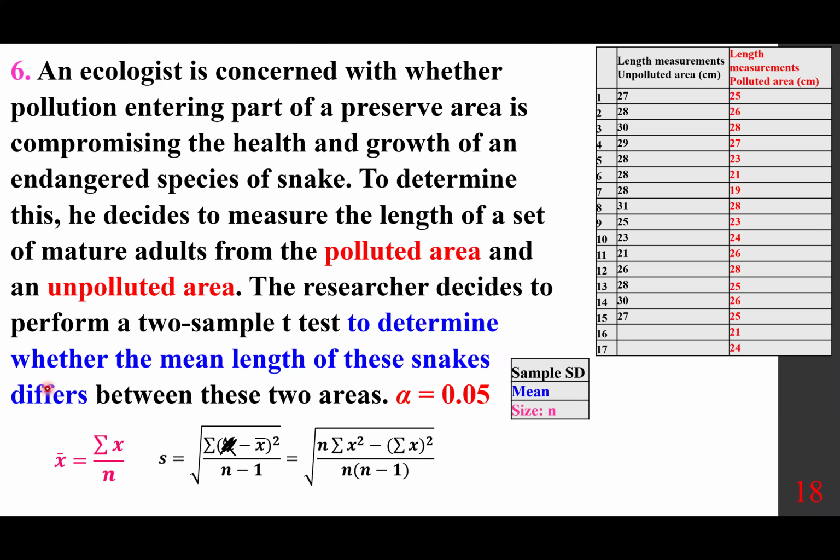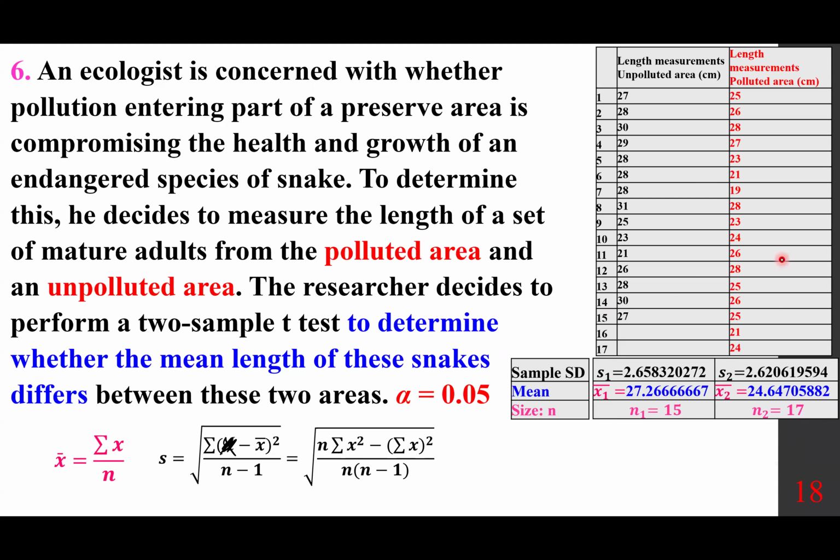And so we need to calculate them. We put it into a calculator. If you put this into L1, put this into L2, you can run it and you have S1, X1 bar, N1 is 15, S2, X2 bar, N2 is 17. So we did those calculations to get us ready for the next step, which is the main step, running the test of hypothesis.